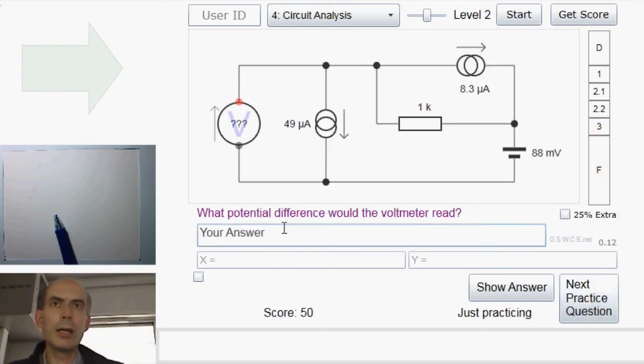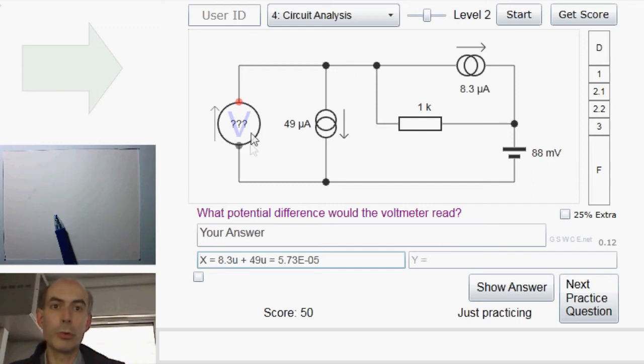Okay, right. Here we again use the fact that this is a voltmeter, an ideal voltmeter, with an infinite impedance, which means that no current ever flows through it. So looking at this node in the circuit up here, we've got a total of 8.3 plus 49 microamps flowing away, so there must be a total of 8.3 microamps plus 49 microamps, or 57.3 microamps flowing into that node.